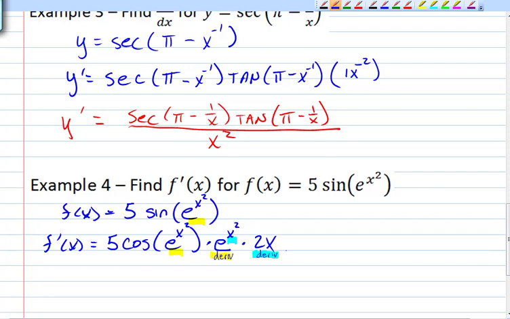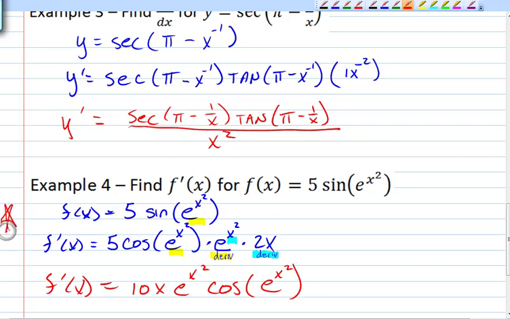Take the derivative of the outside function, leaving the inside alone, then multiply. And because we've got embedded layers here, we have functions inside of functions. This is where I said take the derivative from the outside in. Alright, so cleaning this up then, the derivative is equal to 2x times 5 is 10x e to the x squared cosine of e to the x squared.